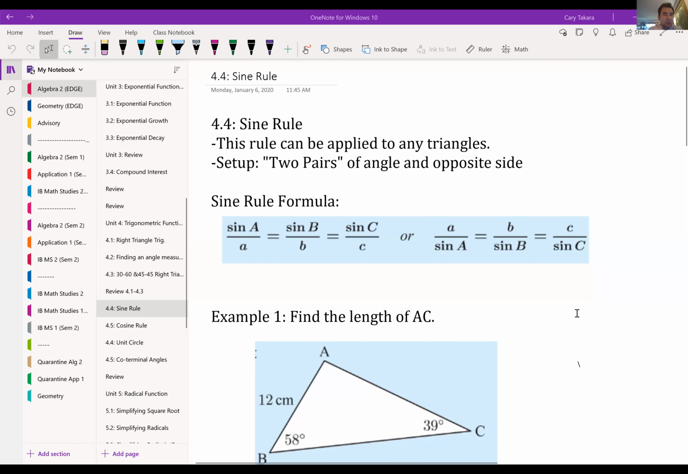So we have been working on SOHCAHTOA problems. And one major requirement for you to use SOHCAHTOA is that the triangle needs to be one specific triangle. It has to be a right triangle. But for sine rule and cosine rule that we are going to talk about today and tomorrow, it does not need to be a regular right triangle. It can be anything, including a right triangle, but it can be any triangle.